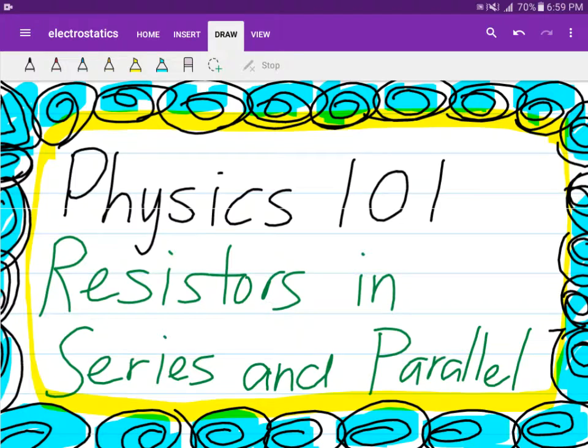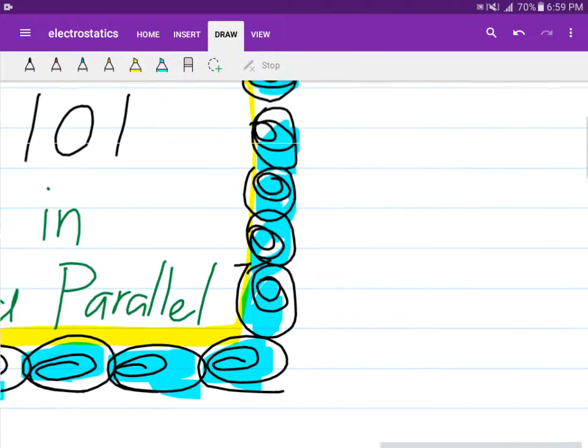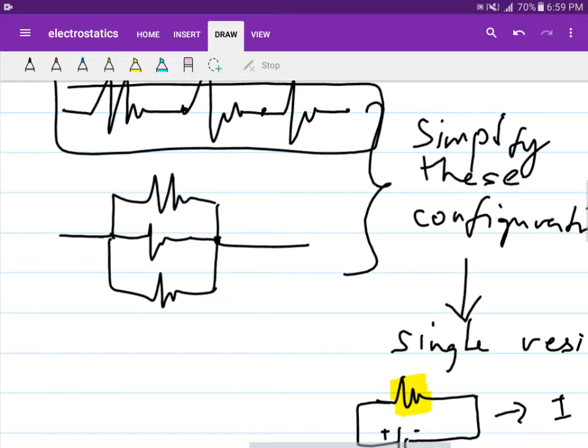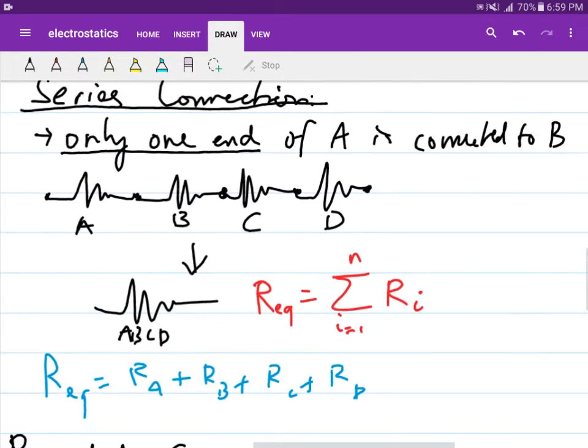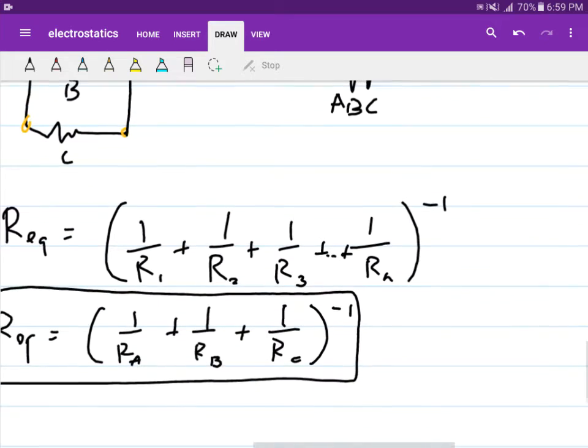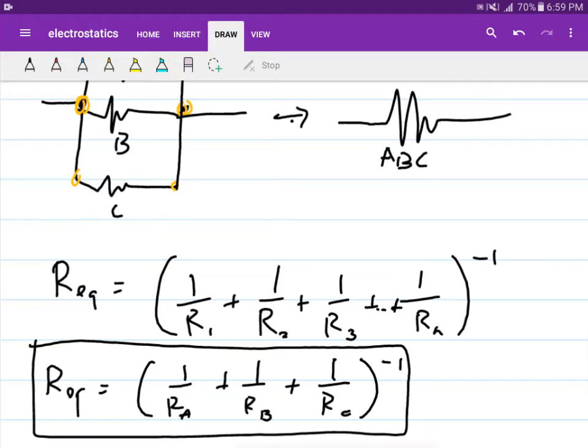Hello everyone, this is a continuation on resistors in series and parallel. So last time we talked about the equivalent resistances of resistors connected in series and resistors connected in parallel. So now we want to know what is the special property in series and parallel connections.